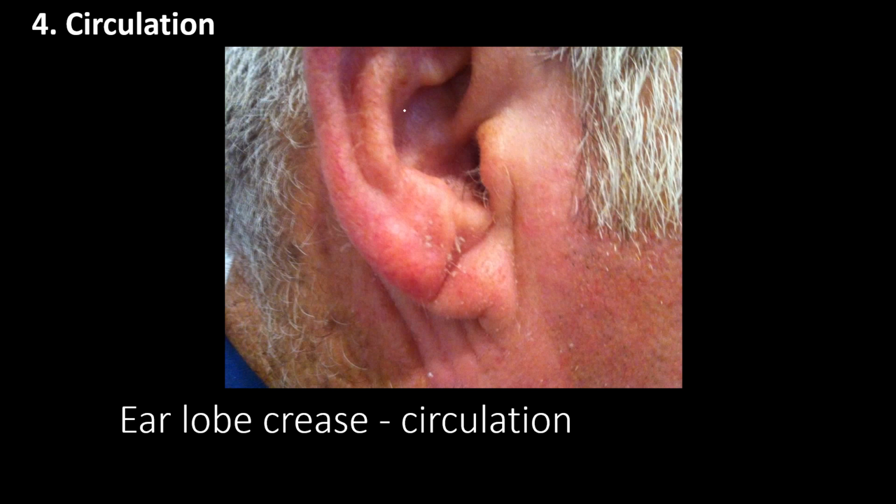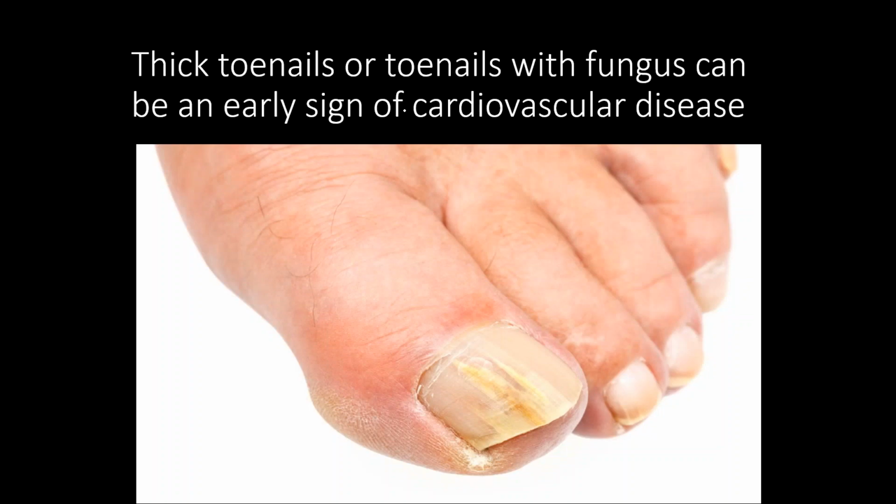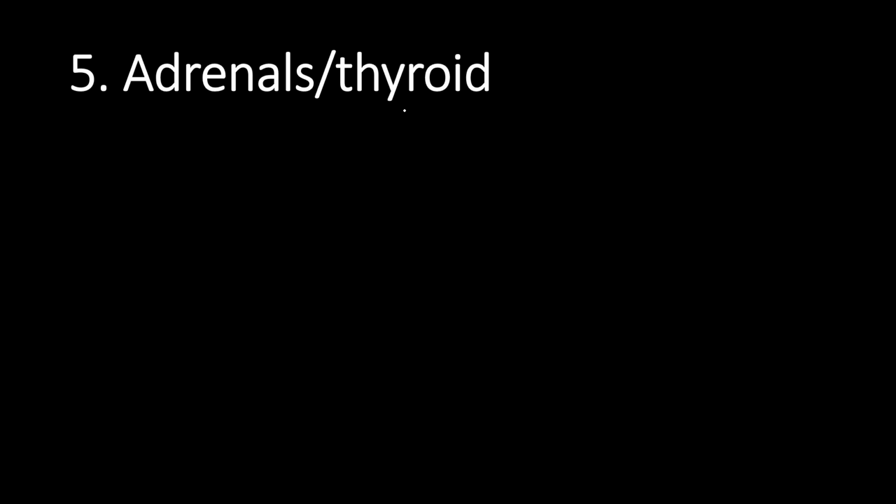The next thing, circulation. I look for things like earlobe creases, hair on the legs, fungal toes, and just get symptoms. Do you have pain in your legs after you walk? Different things can come out from cardiovascular. For guys, it can be erectile dysfunction or varying degrees of that. So you just look at those things, and of course you can look at your labs. Adrenal, thyroid function.